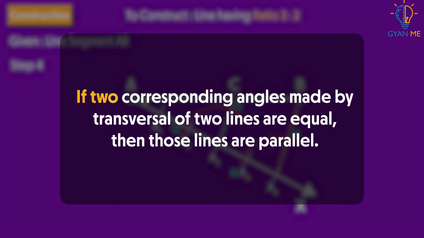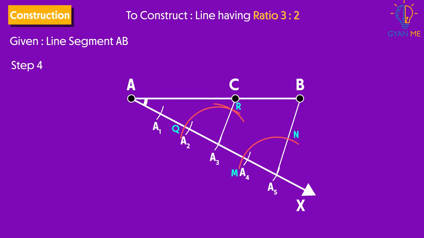Students, recall that if two corresponding angles made by a transversal of two lines are equal, then those lines are parallel to each other. Here, we used the same principle. We made angle A3C equal to angle A5B. If you observe, they are corresponding angles when AX is taken as the transversal. Thus, our lines A3C and A5B are parallel.